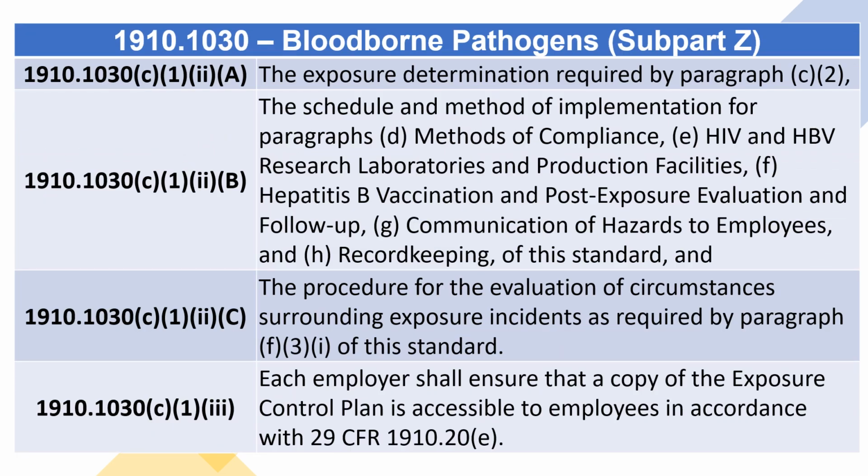1910.1030(c)(1)(ii)(A) through (C). The exposure determination required by paragraph (c)(2). The schedule and method of implementation for paragraphs (d) methods of compliance, (e) HIV and HBV research laboratories and production facilities, (f) hepatitis B vaccination and post-exposure evaluation and follow-up, (g) communication of hazards to employees, and (h) record-keeping of this standard, and the procedure for the evaluation of circumstances surrounding exposure incidents as required by paragraph (f)(3)(i) of this standard.